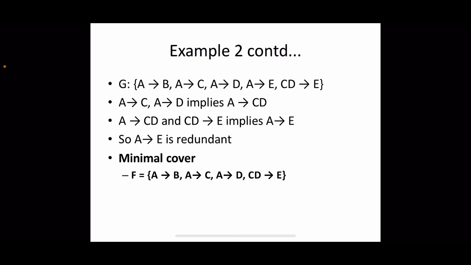So the new dependency set, the minimal cover, will be A determines B, A determines C, A determines D. Then, removing the redundant dependency, we will have CD determines E alone. Now we can apply the union rule or additive rule again to get A determines B, C, D, then CD determines E. This will be the minimal cover.